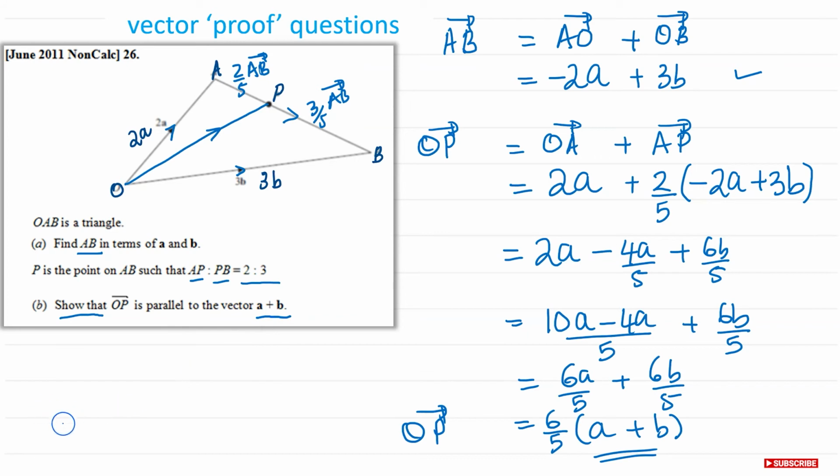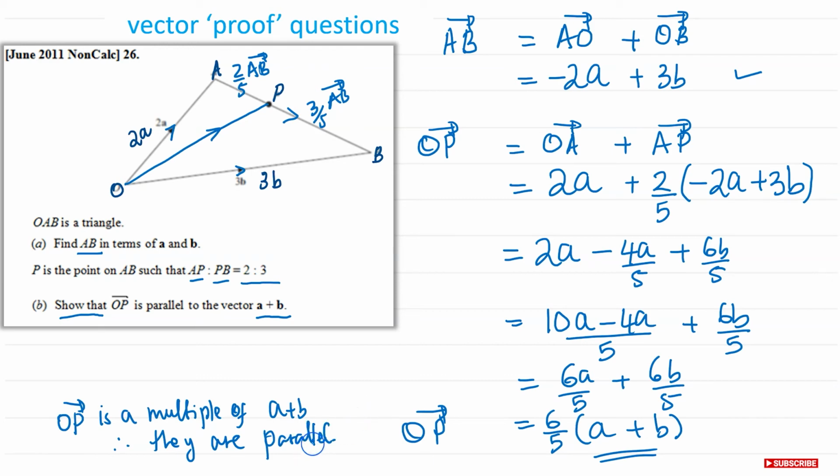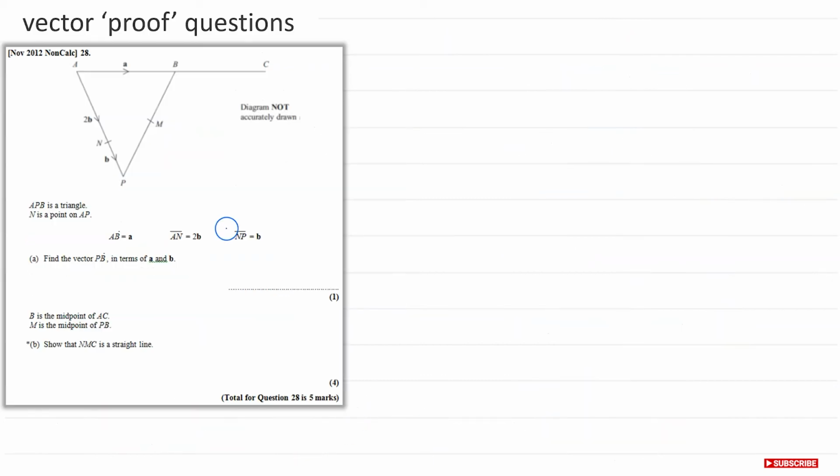So now you can conclude that OP is a multiple of A plus B, and therefore they are parallel. All right, so this question is now complete. All right, and now for the last question, guys.